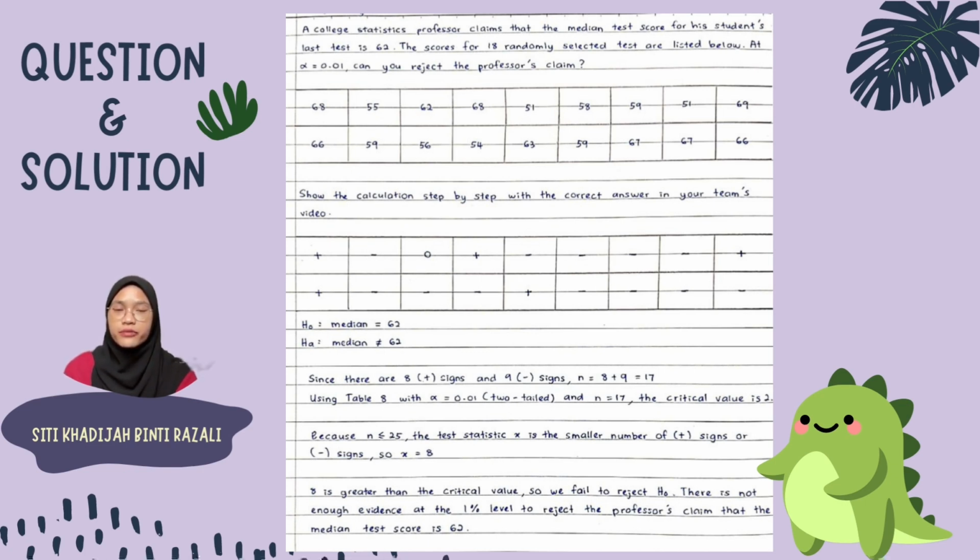By using table 8 with 0.01 level of significance and the total of n being 17, the critical value will be 2. For the test statistic, we choose the smaller number between positive and negative signs as x. So the value of x is 8. In conclusion, 8 is greater than the critical value, so we fail to reject the null hypothesis. There is not enough evidence at the 1% level to reject the professor's claim that the median test score is 62.